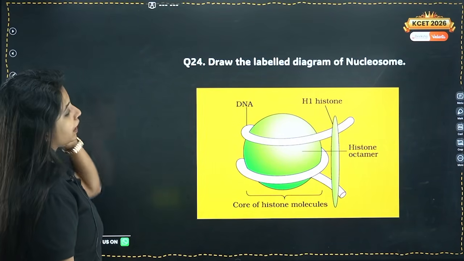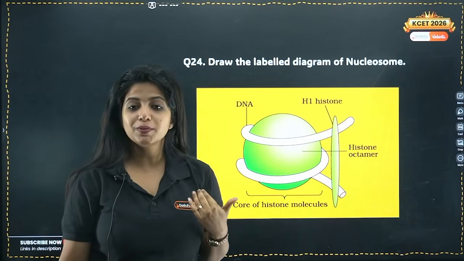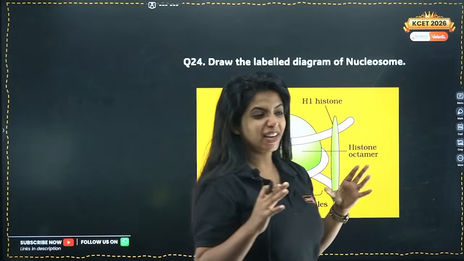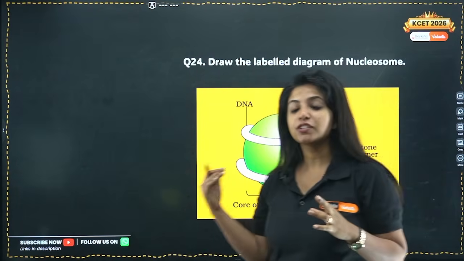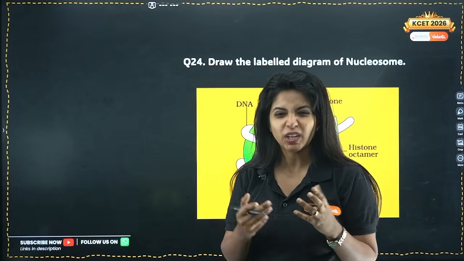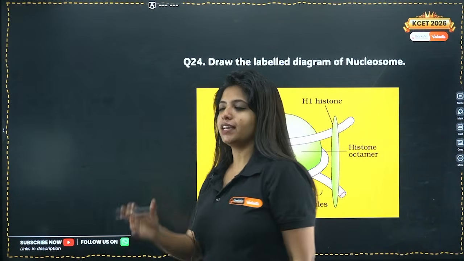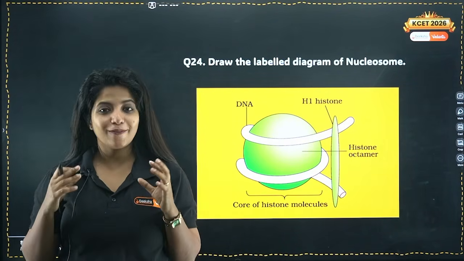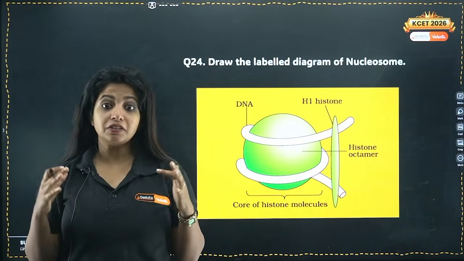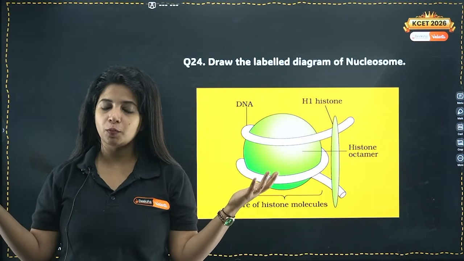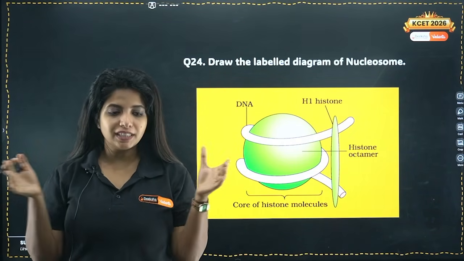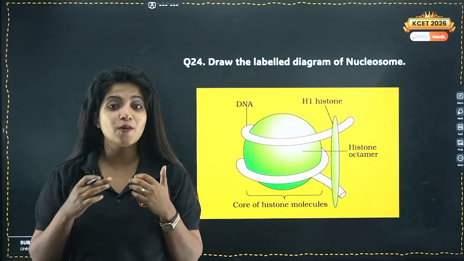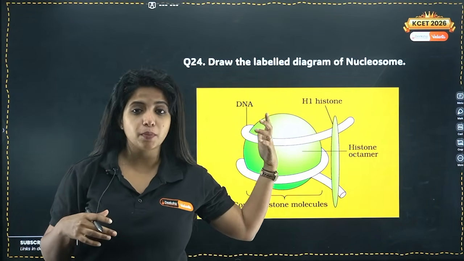Draw the labeled diagram of nucleosome. How do you draw the labeled diagram of nucleosome? First of all, what is nucleosome? Nucleosome is a structure onto which your DNA wraps around. Why do you think we need to wrap around our DNA? So basically, we are eukaryotes. We have a nucleus inside our cell, and our DNA is very big, 6.6 x 10^9 base pairs long. So we need to fit it inside the small nucleus. So we need to make it compact, and for that we need the help of certain very important proteins.